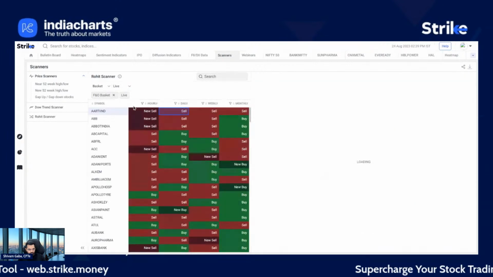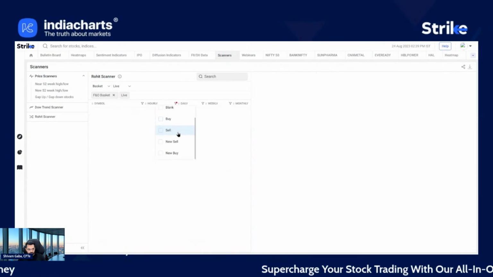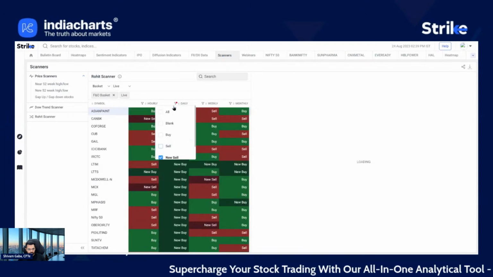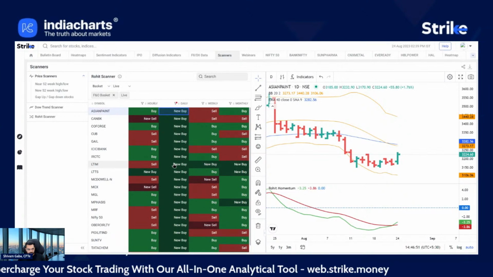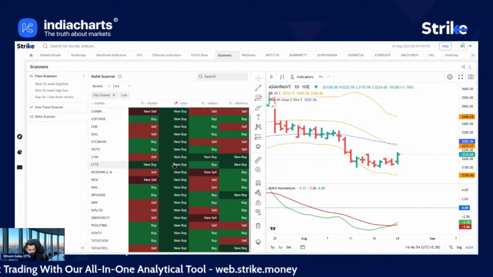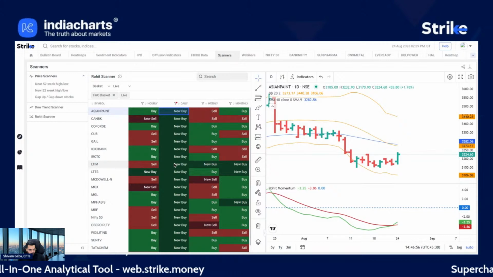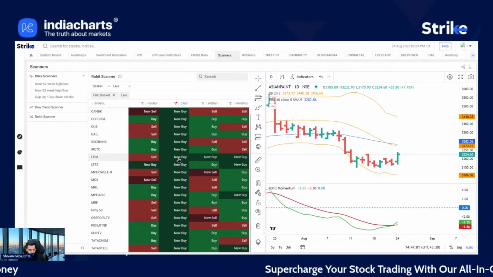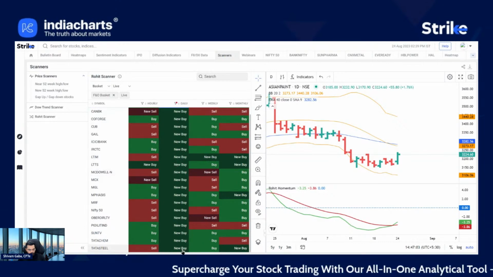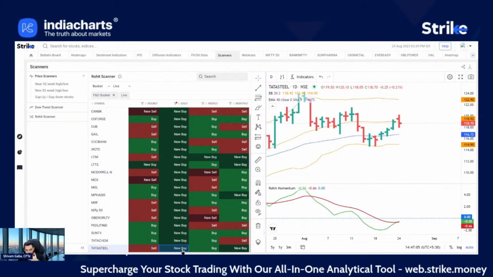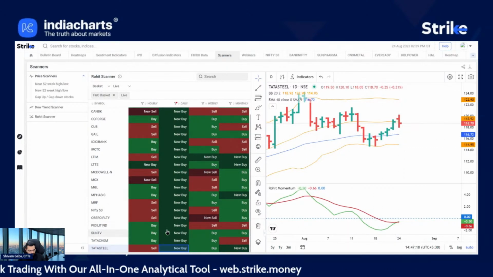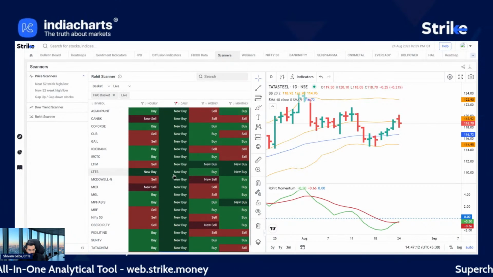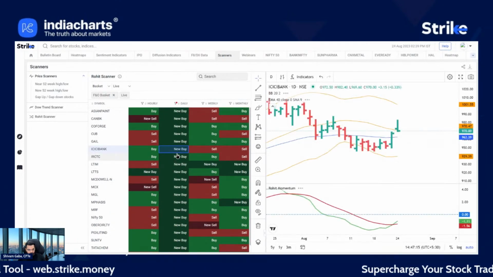Let me go to the Rohit scanner as well and try to filter both new sells as well as new buys. So no new sell signal in the FNO basket, at least on the Rohit scanner. In terms of the signals, I am not able to see if there are any same stocks giving both the signals, but there are a lot of new bullish signals on the index itself.